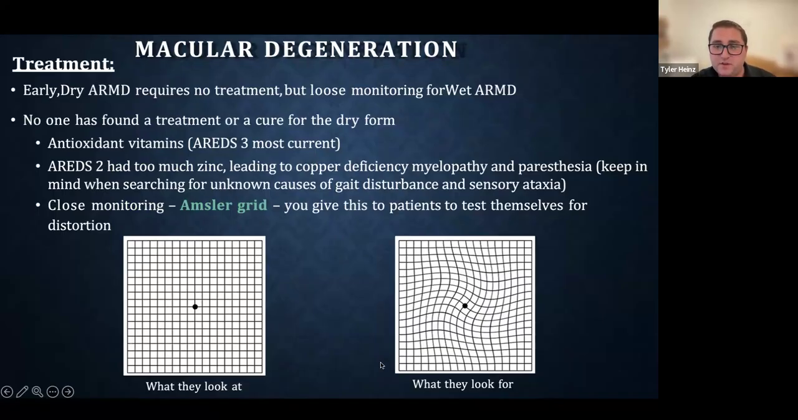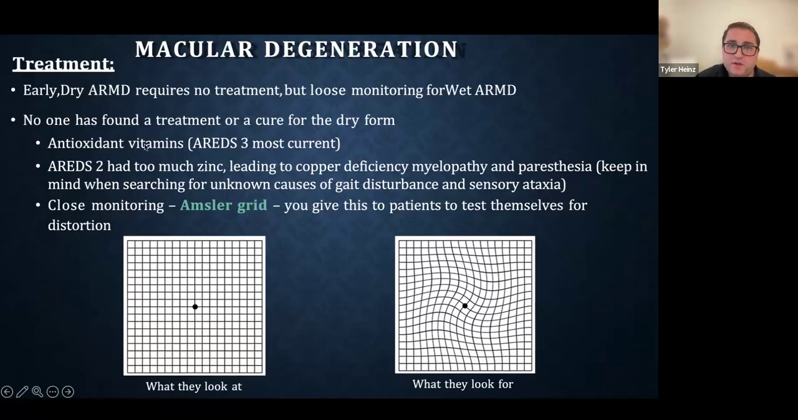If they start to have macular degeneration and that metamorphopsia, like we talked about in the last slide, they're going to start to see some distortion or some loss or some darkening in that. And if they start to see changes, that's when we start to investigate a little more into the macular degeneration. So early dry ARMD requires no treatment, but of course you want to keep monitoring for any changes to wet.